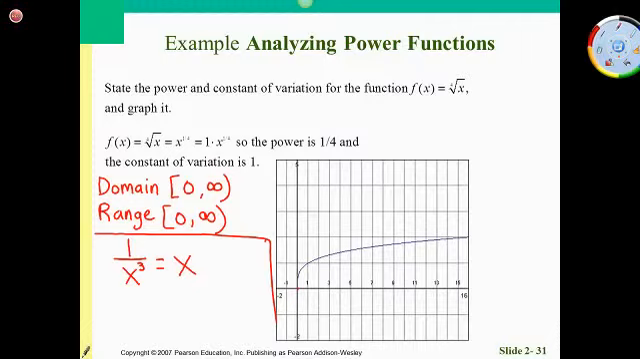I'm not asking you to solve this. I'm saying what power is this the same as? I'm trying to rewrite it. If I asked you what power function this was, this is actually a power function. The power is -3. The constant of variation is also 1. Okay.